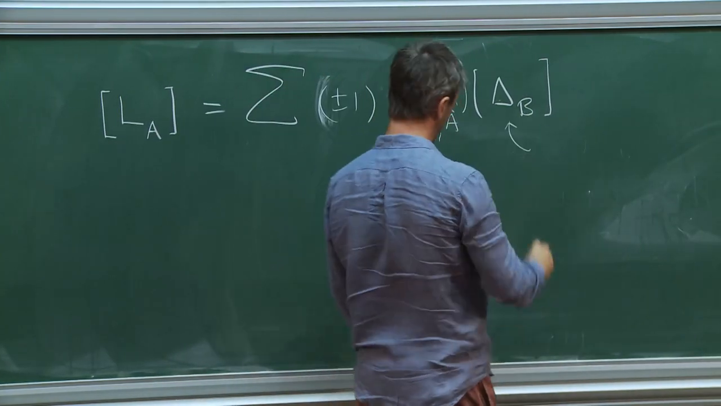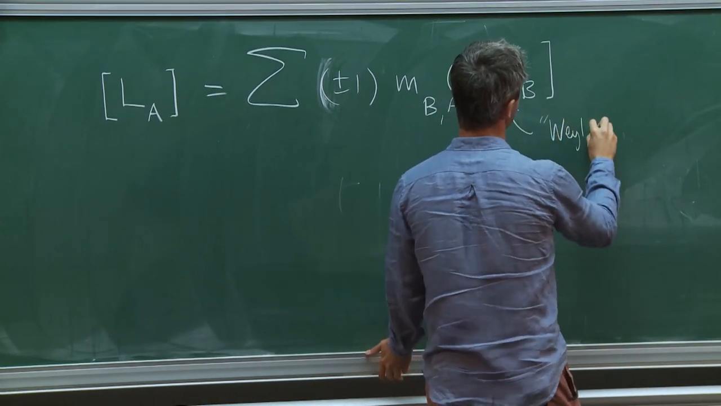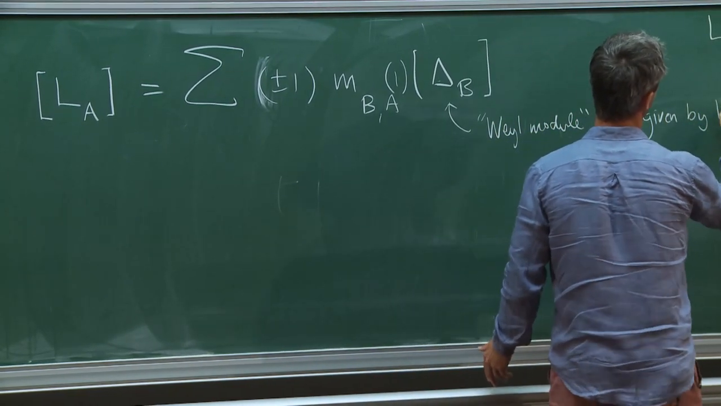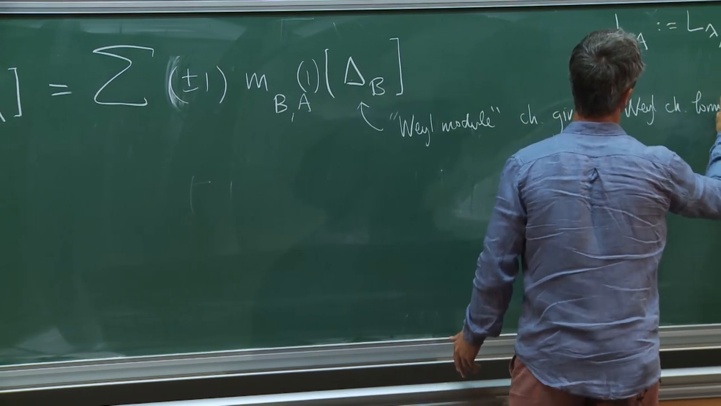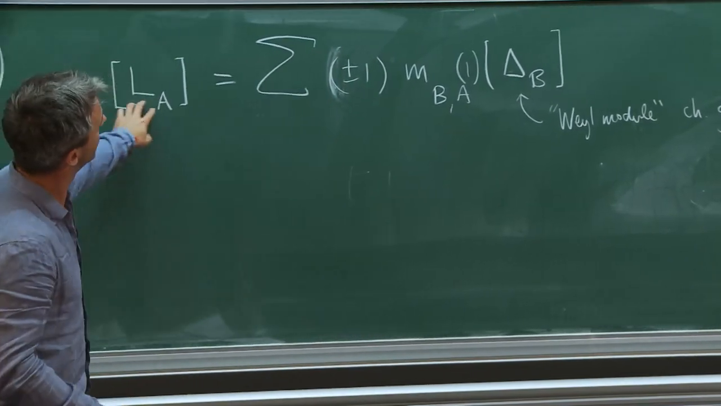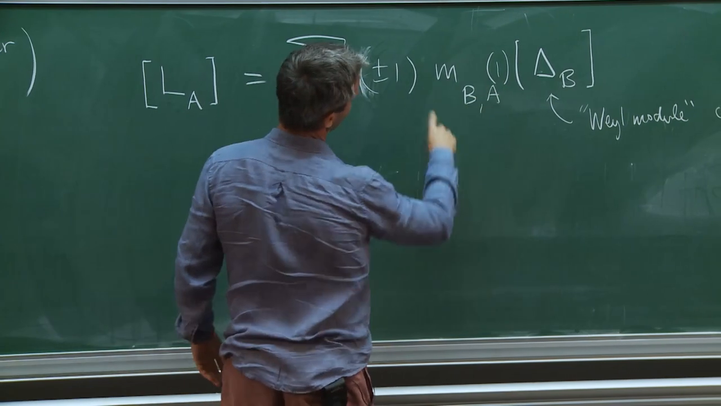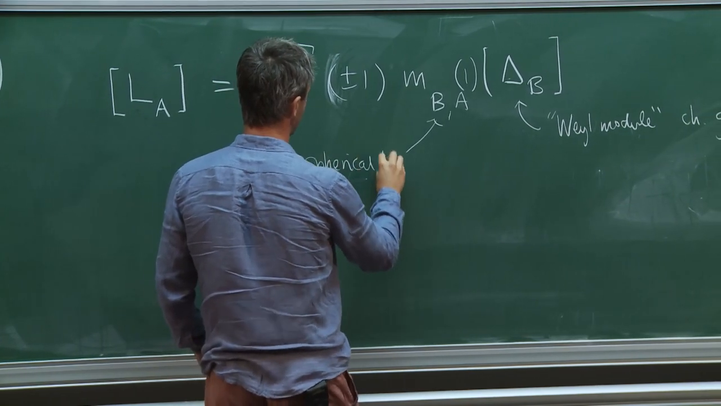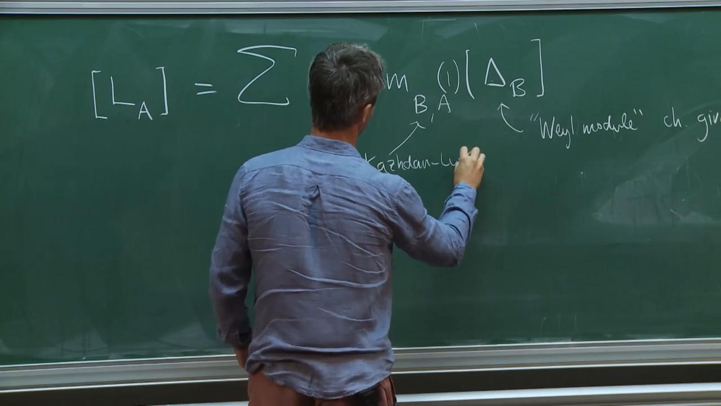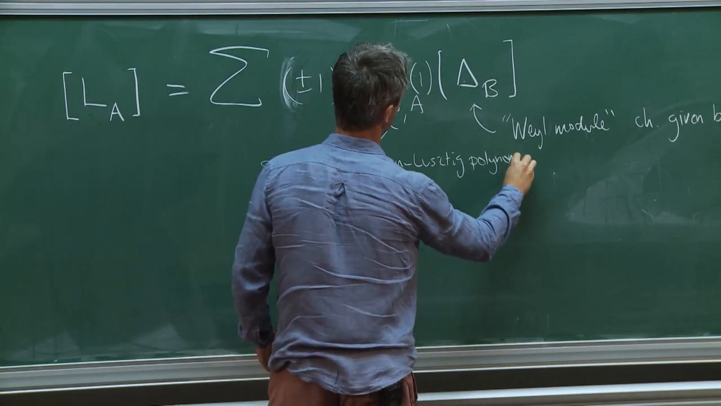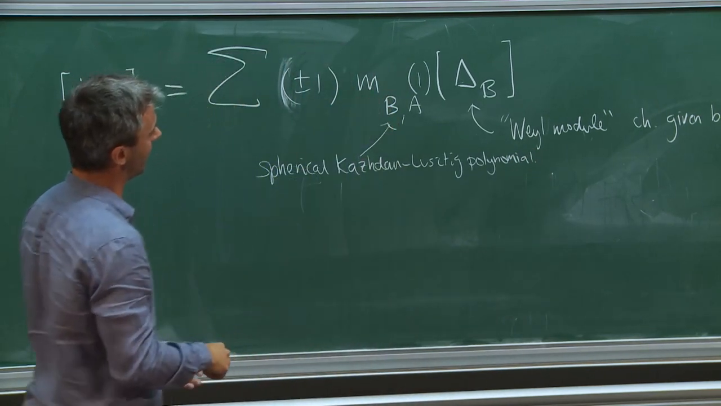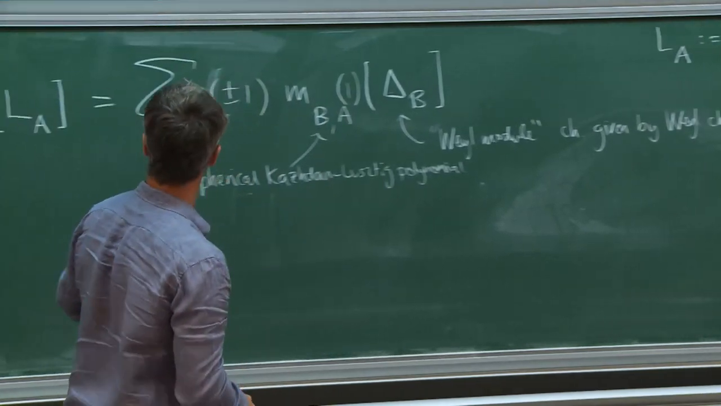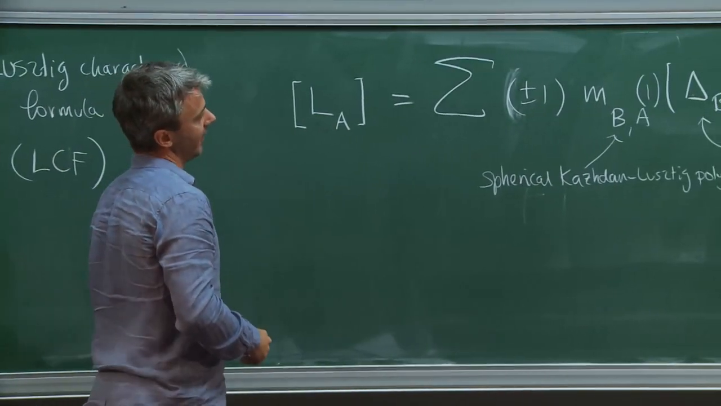And so this delta_B is a so-called Weyl module with character given by the Weyl character formula. This is what we would like to understand if we're interested in this question. And then this m_B,A is a so-called spherical Kazhdan-Lusztig polynomial. So this is some polynomial that's defined entirely in a combinatorial way, starting from this picture. And we take its value at 1, and this is the conjectured expression.